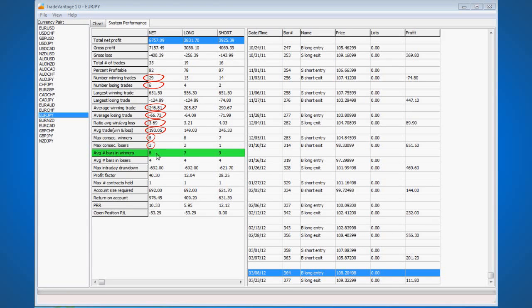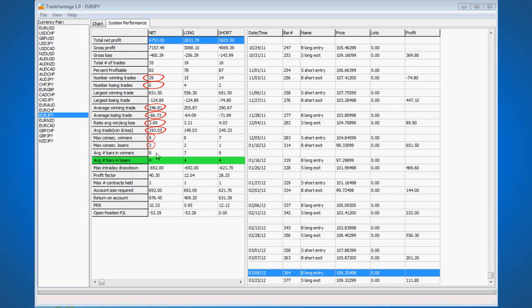Now, on the other hand, if you look at the average number of bars in losers, it's almost half. Actually, it is half. And this is indicating that we cut our losers short fairly quickly. We're not riding them out for long periods of time. And overall, just a phenomenal way to trade.